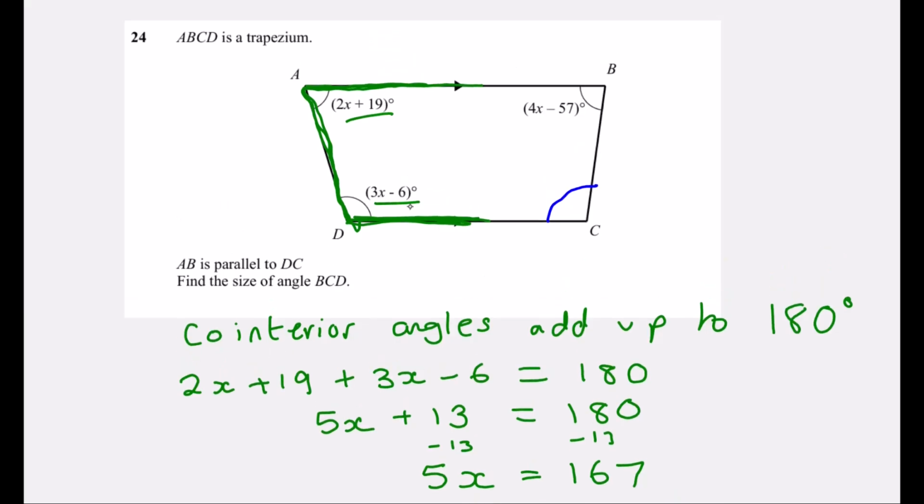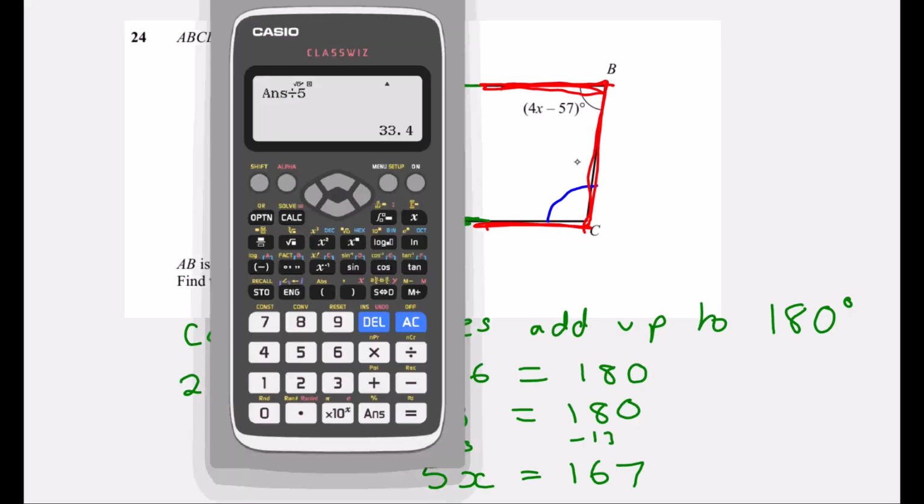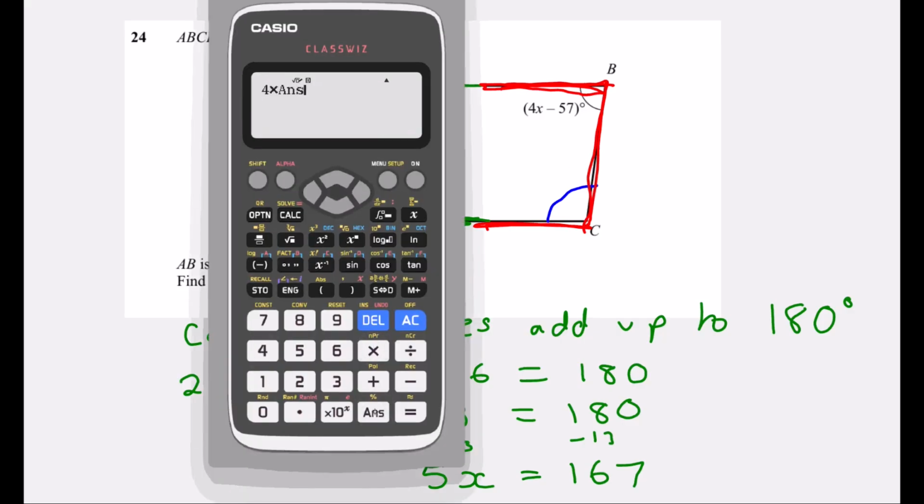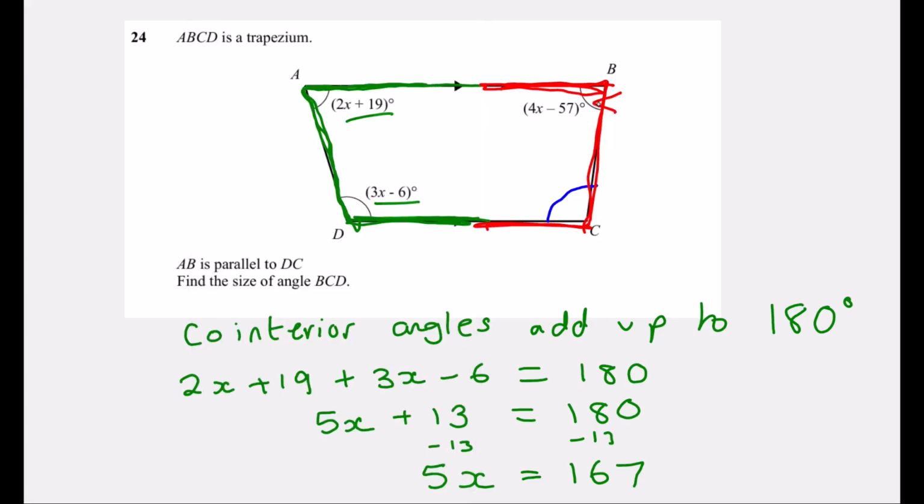So now we can find out what all of these angles are because we know what x is. And it's easy to find the missing one. And what we can actually do, even easier than finding them all out, we know that we've got another set of co-interior angles here. So these two add up to 180 as well. So if we just work out 4 times 33.4, take away 57, which is 76.6. This one is 76.6 degrees.